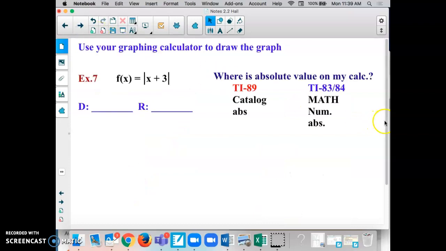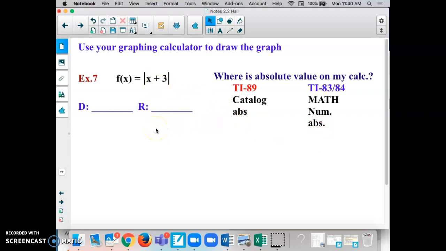The next one should be absolute value. There it is. F of x equals the absolute value of x plus 3. Where's the absolute value on my calculator? You're going to look for math. It's on the left side of your calculator, 3 buttons down on the 84. I actually have a poster in the classroom. Once you hit math, you'll hit NUM, and then you push the button that says ABS, which represents absolute value. And then you put in x plus 3.